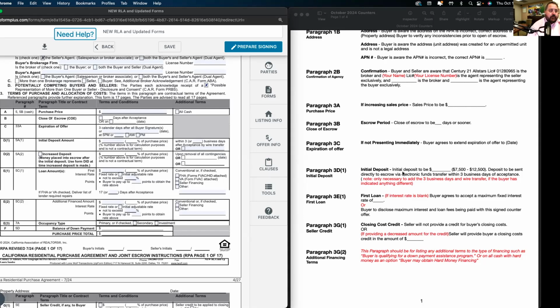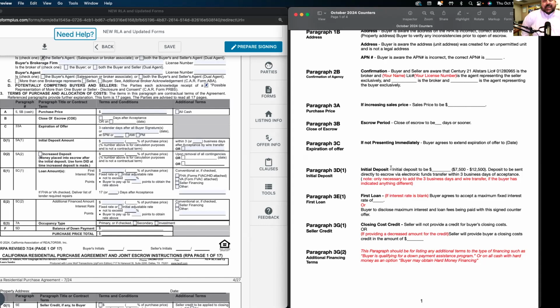Next up, initial deposit. So the initial deposit, I've always advocated for you guys to do $10,000 as an initial deposit because of where prices got to and because of what the small claims limits are. But now small claims limits have risen to $12,500. So again, we talk about strength of offer, and for me as listing agent, I want to protect my seller. I would never go below $7,500 as a deposit.